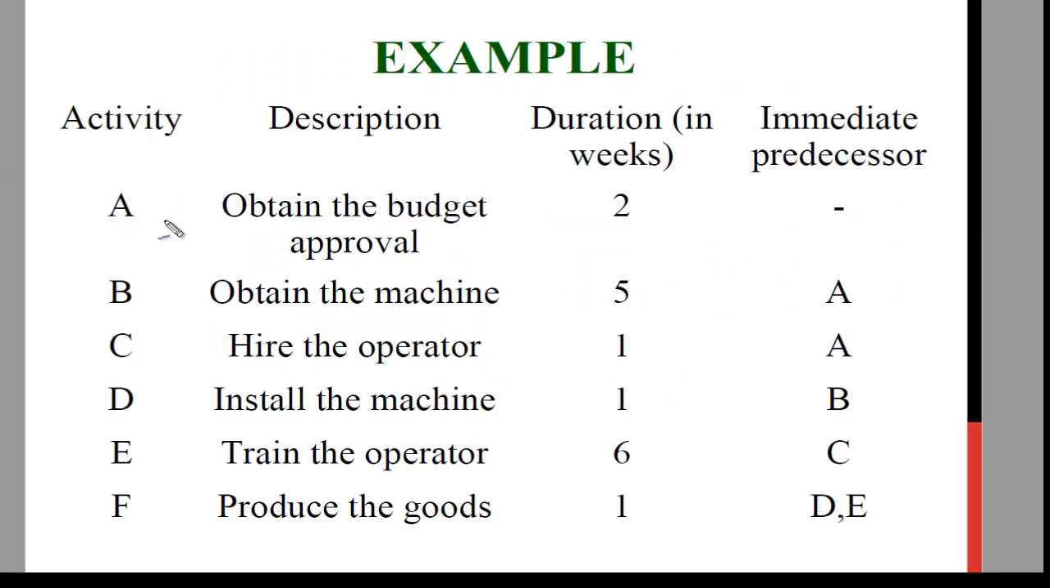Say you have to bring a machine and then you have to make goods. You are making goods on the machine. So you have to first make a budget. So obtain the budget approval. Say its time estimate we know.